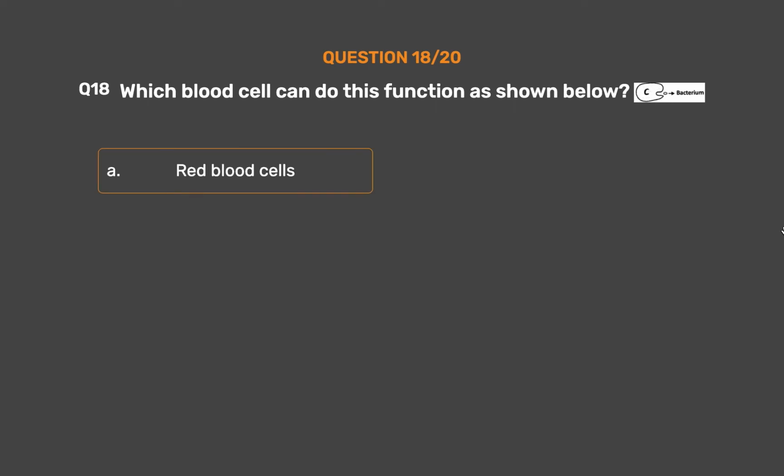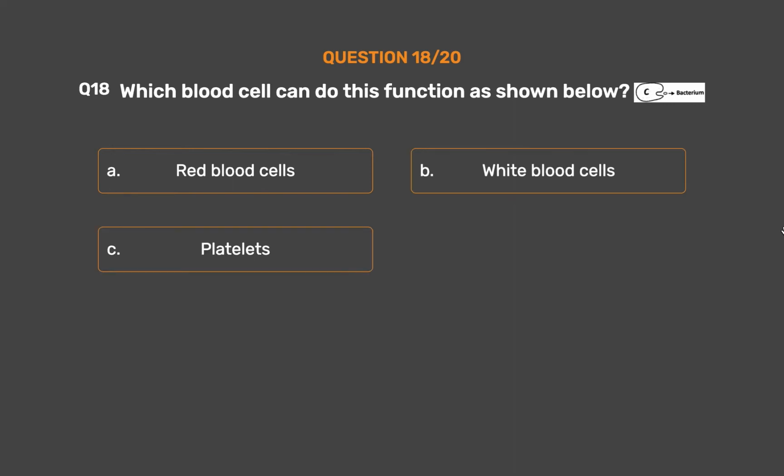Option A. Red blood cells. Option B. White blood cells. Option C. Platelets. Option D. Denucleated red blood cells.